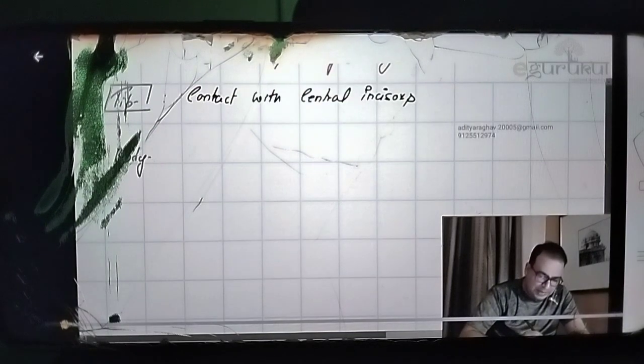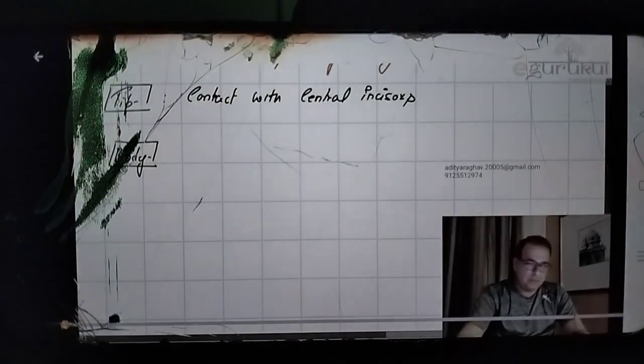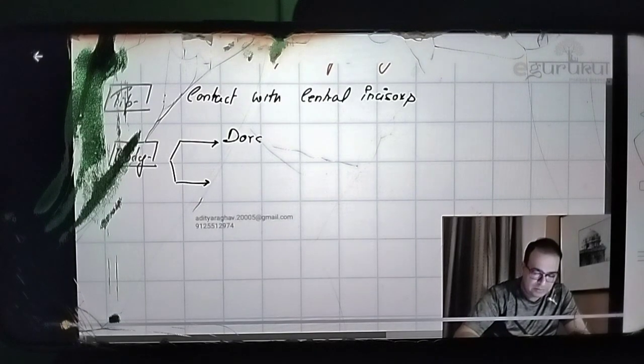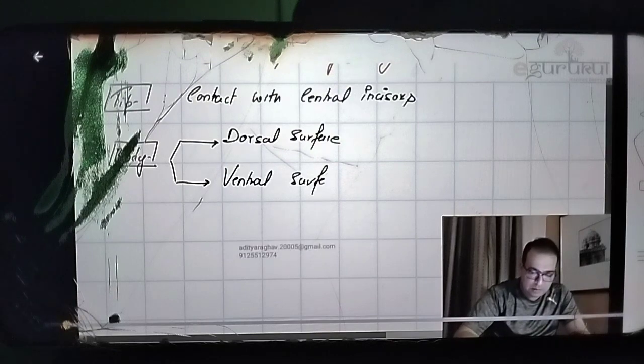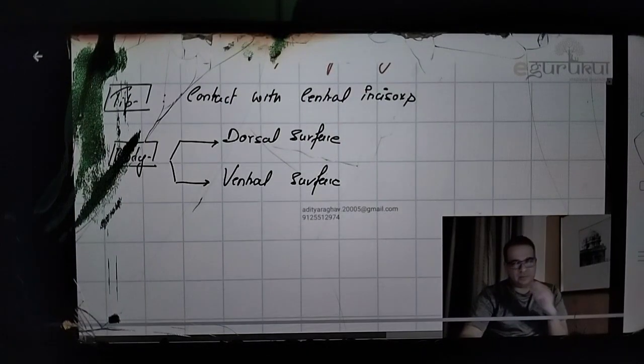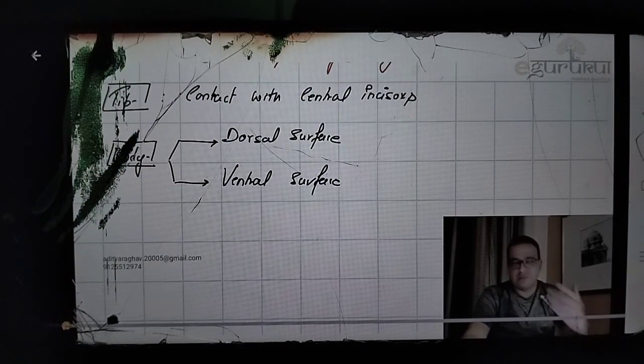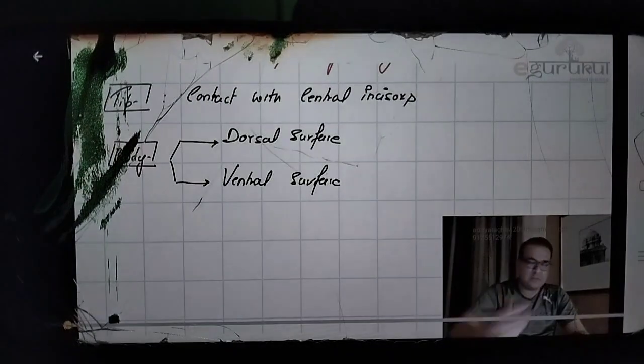Now comes the main thing, and that is the body. The body of the tongue. Now the major part is the body here. But first of all, the body of the tongue can be divided into two parts. We have two surfaces. One is the dorsal surface, and we have the ventral surface. The upper surface that you see is the dorsal surface, and when you fold the tongue and see underneath it, that is the ventral surface, guys. So the dorsal surface is above and the ventral surface is below.